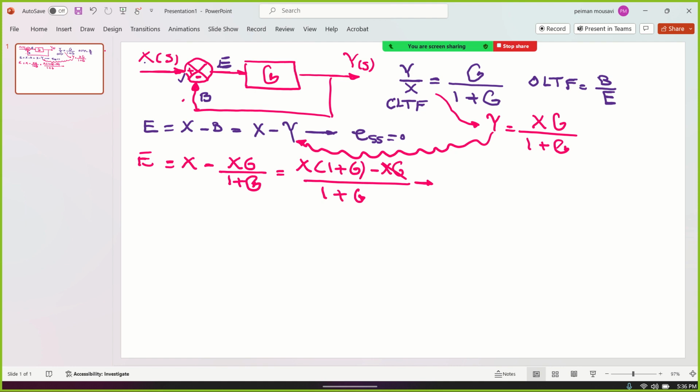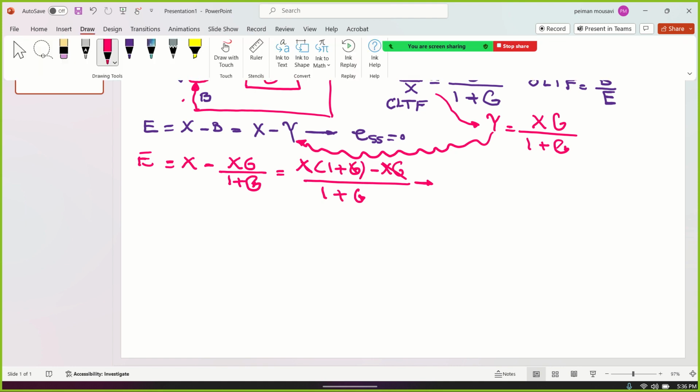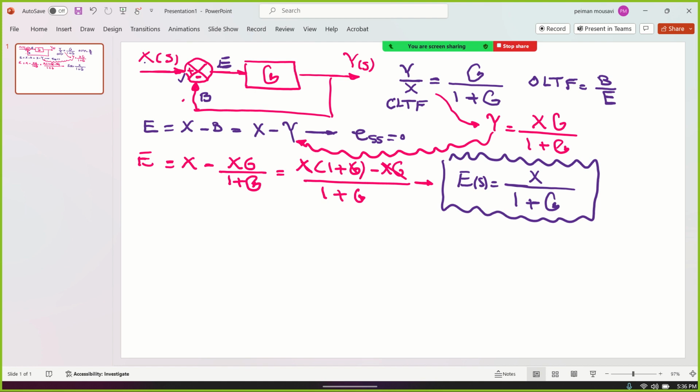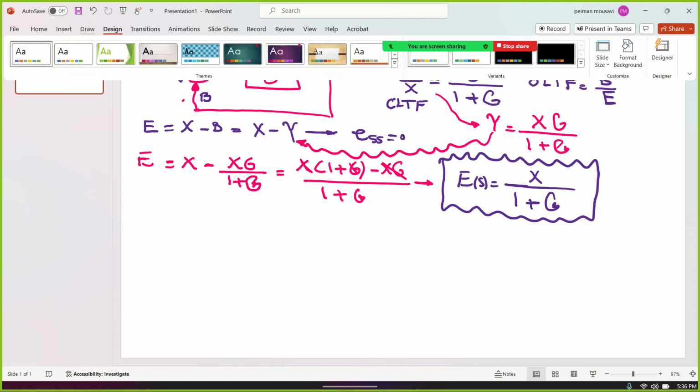And this term cancels, and you get the error signal in the S domain as X, the desirable input, over 1 plus the open loop transfer function. Desirable input can be the speed of your car in the cruise system, the desirable temperature of the room, the desirable angle of the robot, the desirable altitude of the space shuttle, whatever. G is the open loop transfer function. Here we go. Why am I defining that? Because now I want to teach you this topic.